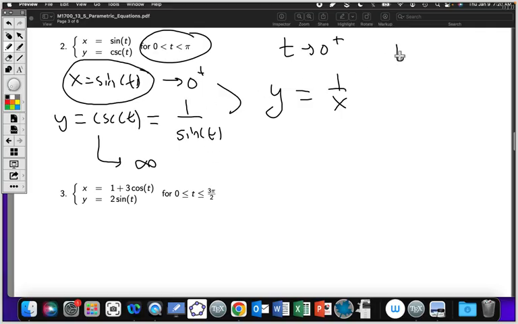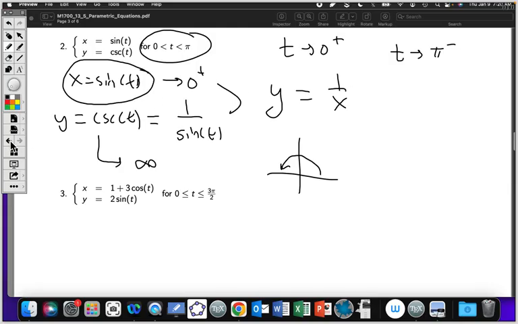And the same will happen as t comes into pi from the left. As I plug in numbers that are angles closer and closer to pi but less than pi, the sines get closer and closer to 0 but are positive, and so the y, which is the reciprocal, is going to blow up to infinity as well.